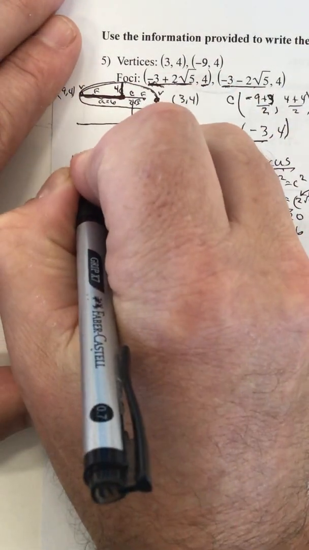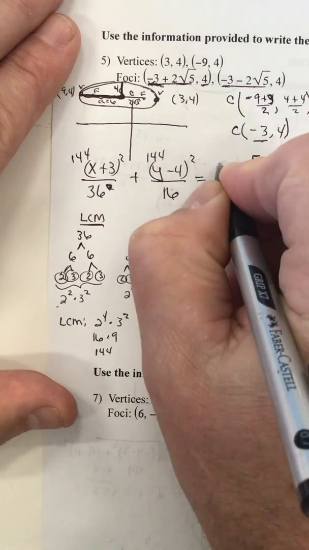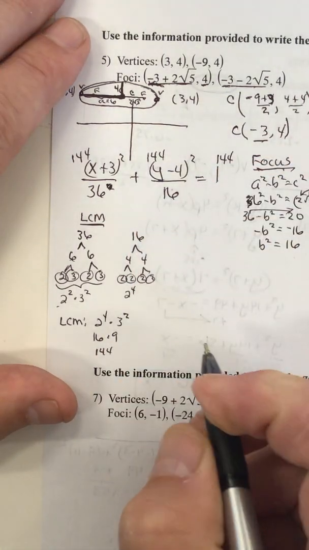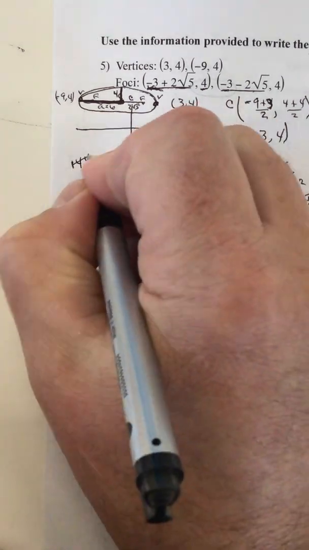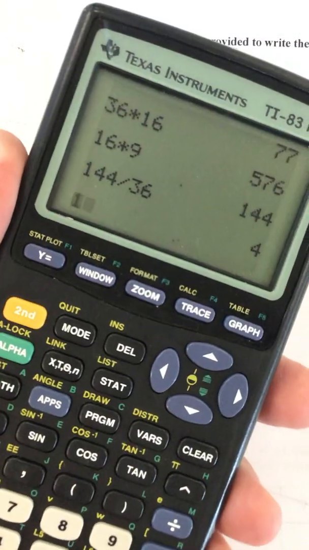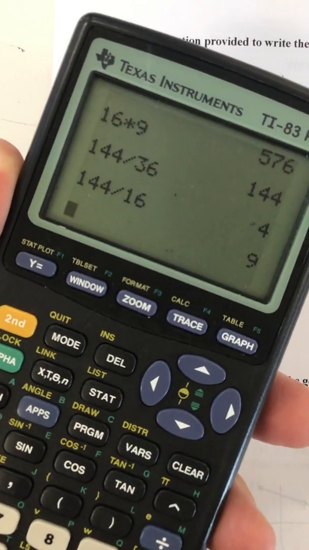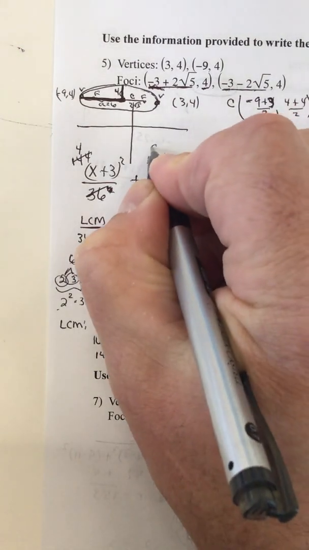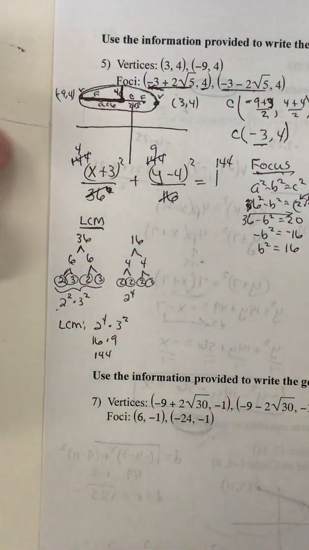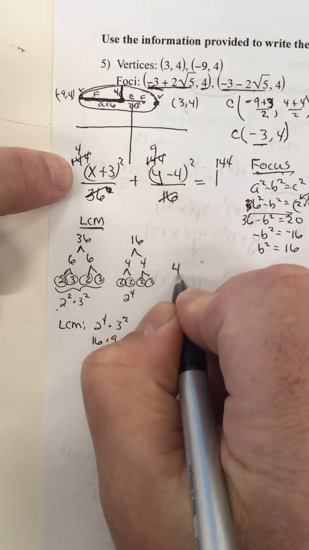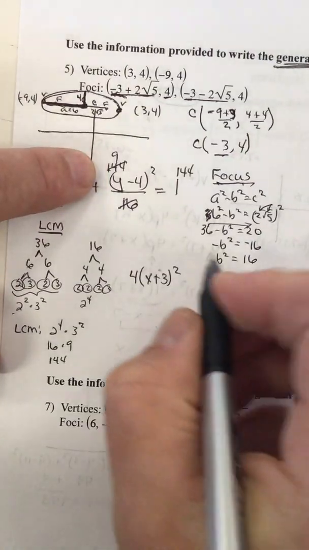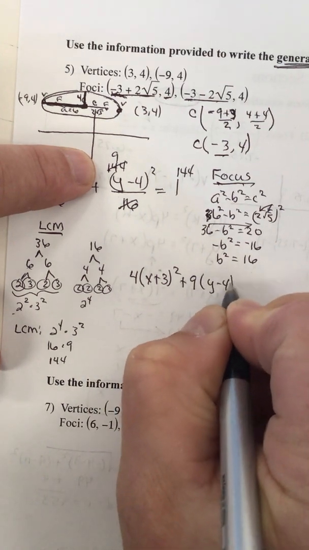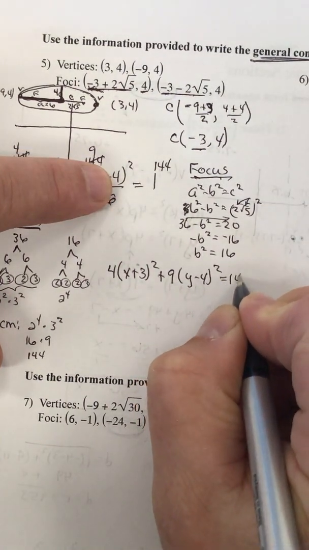So I'm going to multiply this by 144, this by 144, and this by 144. 36 will divide into 144 four times, so this reduces to a 4. 16 will also divide it, so 16 will reduce that down to a 9. So here's what we have. We have 4 times x plus 3 all squared from this piece. Here we have 9 times y minus 4 squared from that piece, and now it equals 144.